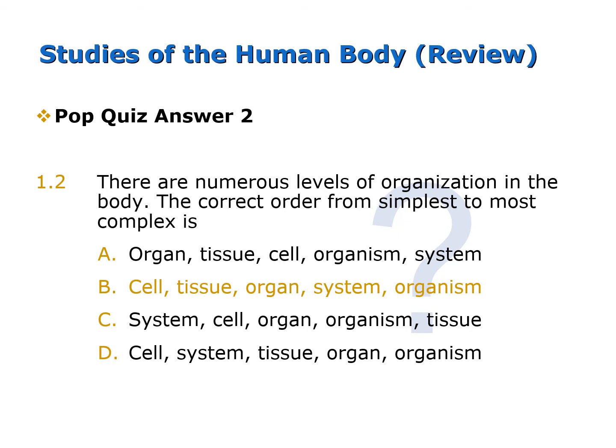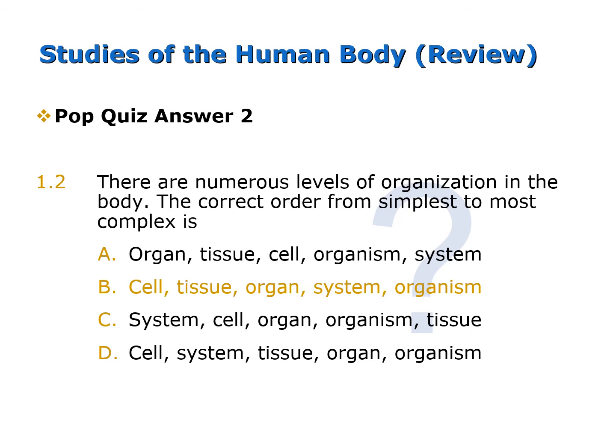So I have two options, option B and option D, that refer to cell. So from the start, I will eliminate options A and C. I am left with B and D. Looking at B and D, the first option says cell, and the last option in both says organism, which is correct. That's the most complex organization.